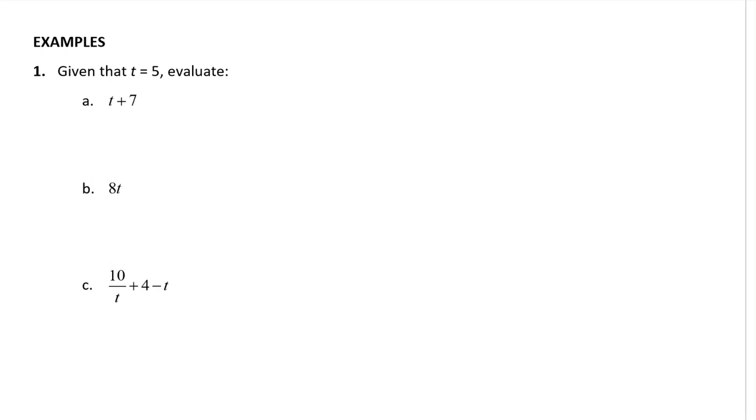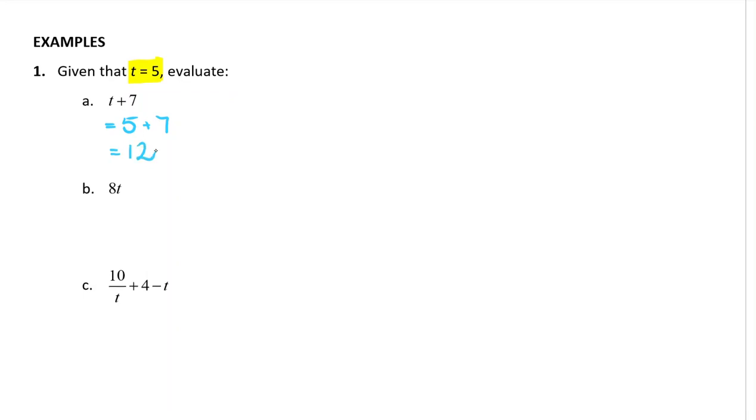All right, example number 1. In the 3 parts here, A, B, and C, for all of these, t is going to be equal to 5. So I always want you to show 2 lines of working out. The first line, I want you to rewrite the expression, but replace the t with the number 5. So it becomes 5 plus 7. The second line is where you type it into your calculator and you work out the answer. 5 plus 7 is 12.